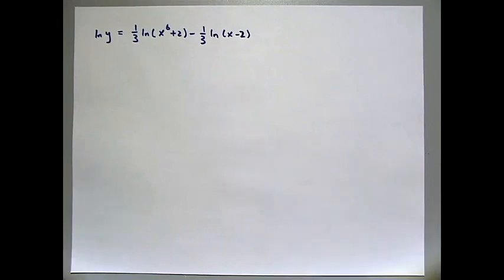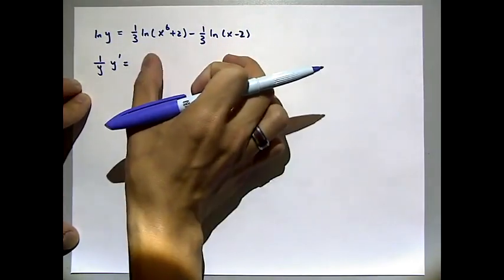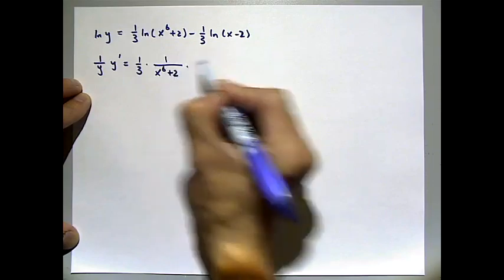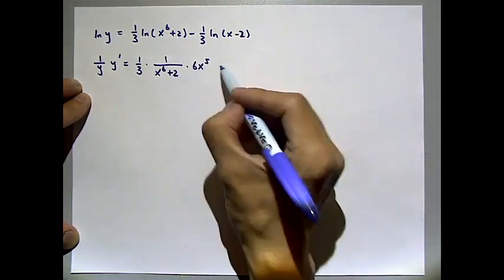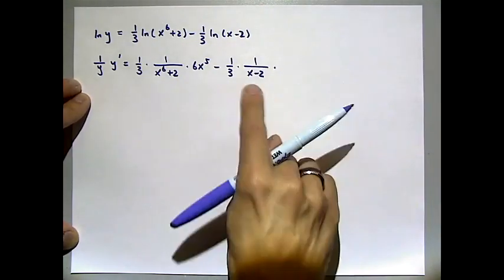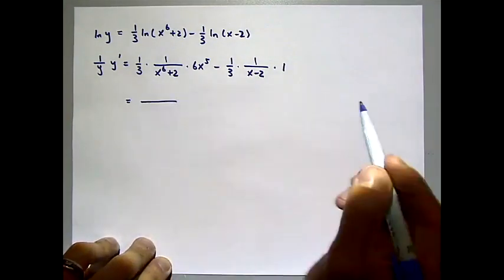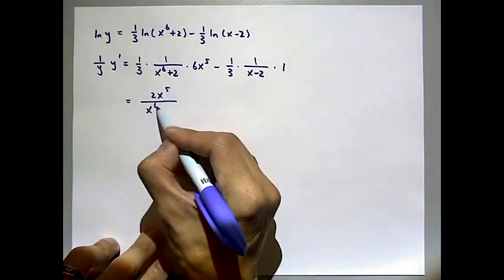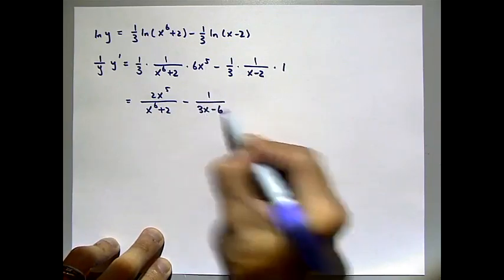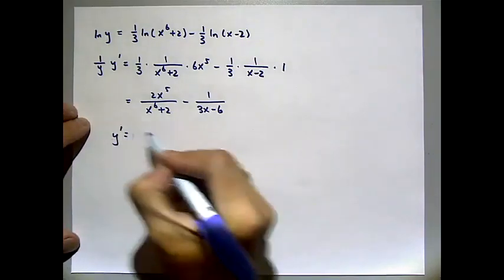Okay, now you take the derivative on both sides. Left-hand side, 1/y, y prime. Right-hand side, two simple logs: 1/3 times 1/(x to the 6 plus 2) times 6x to the 5th, minus 1/3 times 1/(x minus 2) times the derivative of x minus 2, which is 1. Minor simplification: 2x to the 5th over x to the 6 plus 2, minus 1 over 3 times (x minus 2). So I brought this 3 down here and multiplied it in. And now y prime is equal to y times that whole thing.